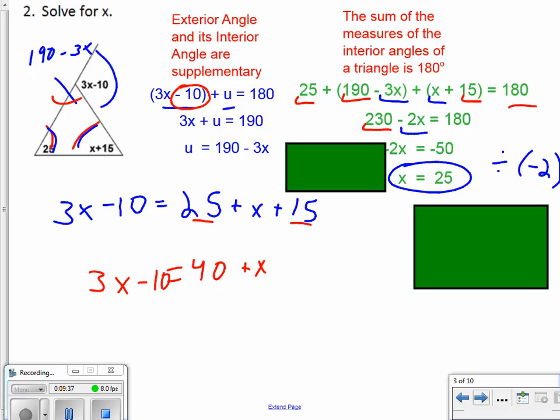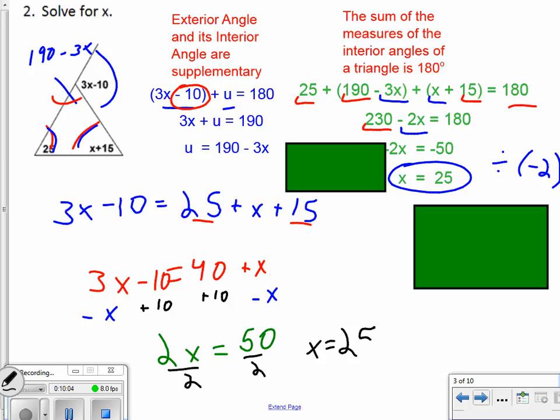Continue going from there. I could add 10 to both sides, and I could subtract x from both sides. If I do that, that's going to leave me with 2x equals 50. Again, I just divide by 2. I get x equals 25. So 2 different ways to go about it. Again, you can set them exactly equal to each other, like the second round, or you can figure out one piece at a time and work your way through it. Either way, we figure out that x has to equal 25.